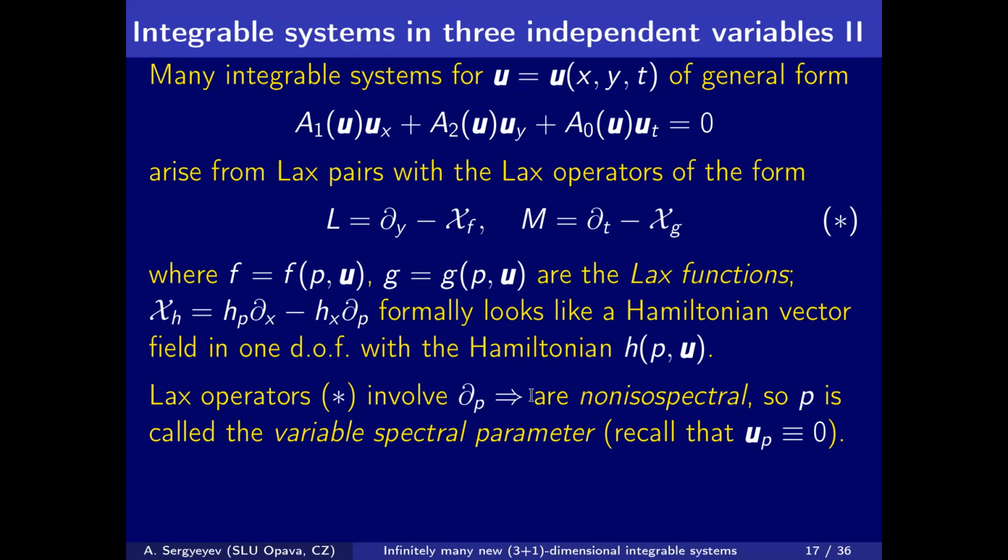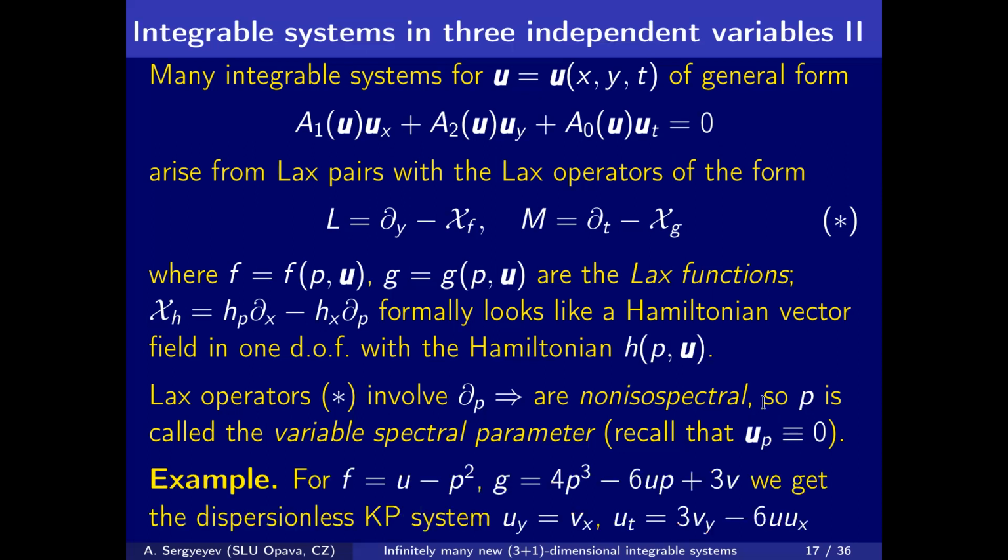Okay, so the Lax operators involve derivatives with respect to p. So again, p is an additional variable not present in the nonlinear system we are concerned with. In other words, the Lax operators are non-isospectral, and p is the variable spectral parameter. And let me stress again that u does not depend on p.